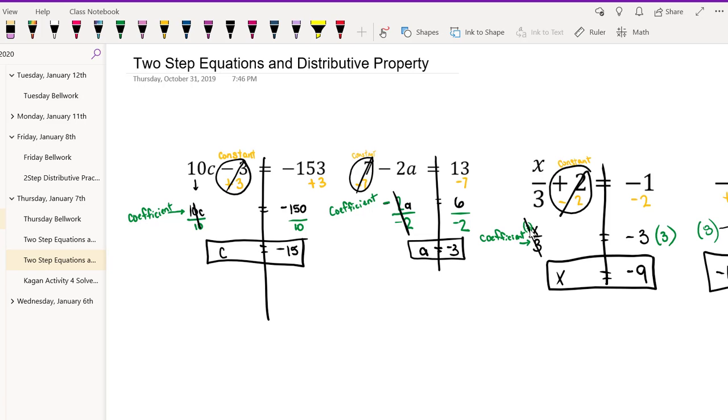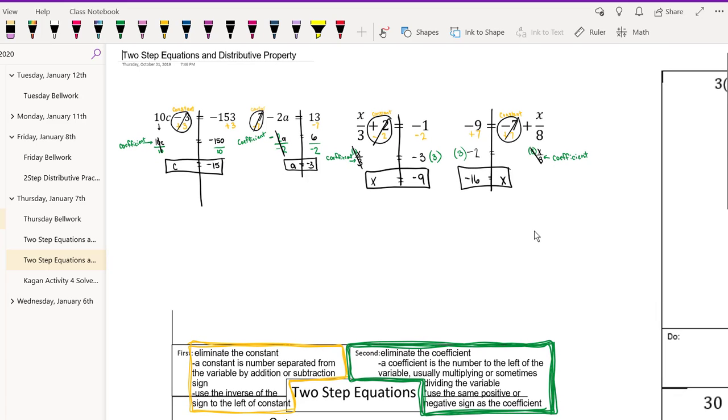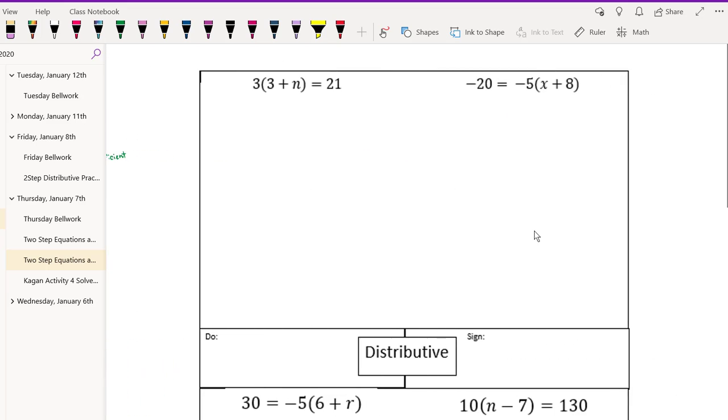So we're going to finish the backside of this two-step equations page. We did two-step equations on the front. So if you'll turn the page on the back, you'll find distributive, how to solve problems that are involving the distributive property.